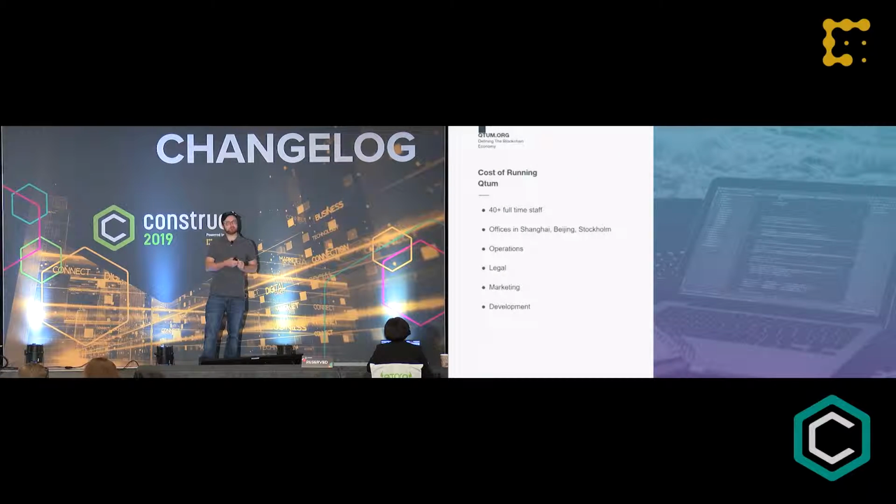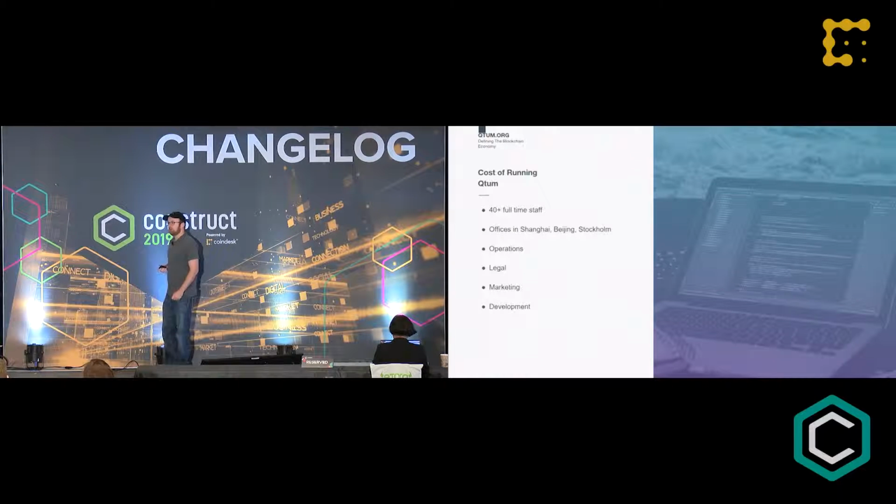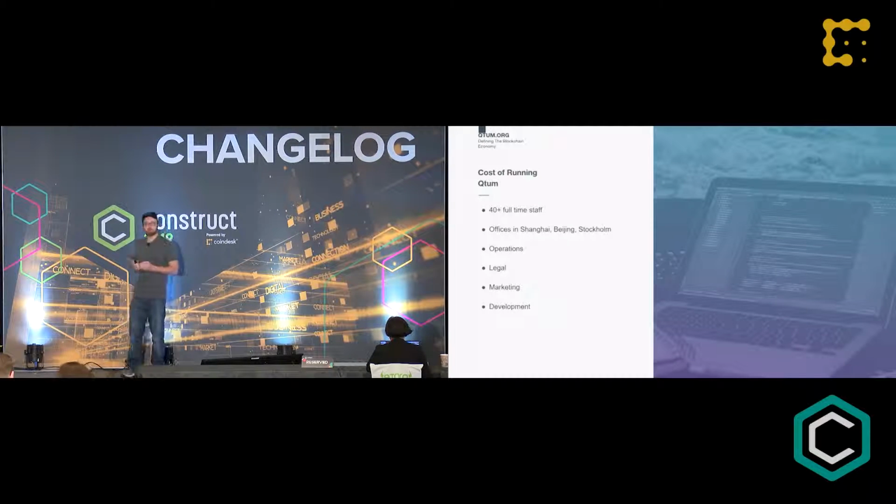The actual cost of running Qtum today is definitely not cheap. We have around 40 full-time people, and about 50% of those are developers. We've always been a very developer-focused community, and have always been more focused on building things rather than just generating hype, because we feel like building things is what actually lasts in this industry. We have offices in Shanghai, Beijing, and Stockholm, and beyond the offices, we have multiple remote employees spread throughout the world. Like we have two people in Macedonia, and of course the U.S.